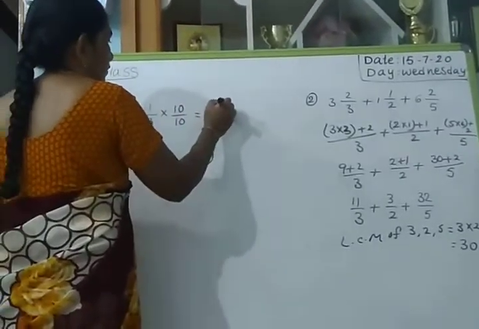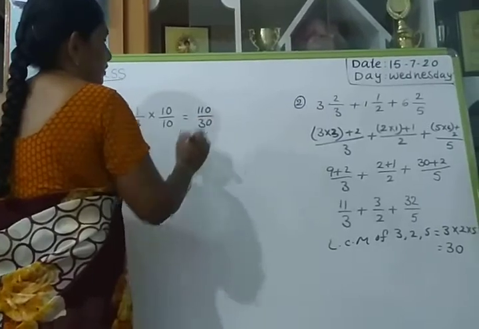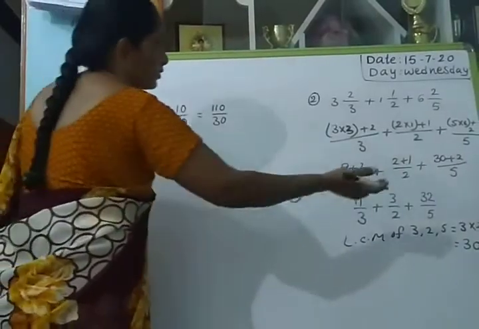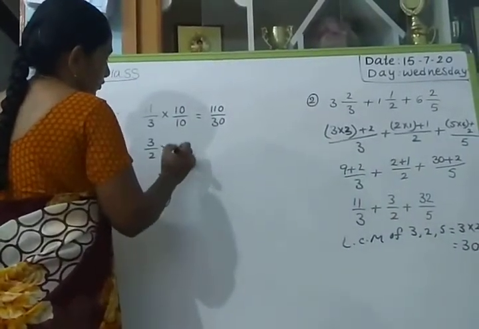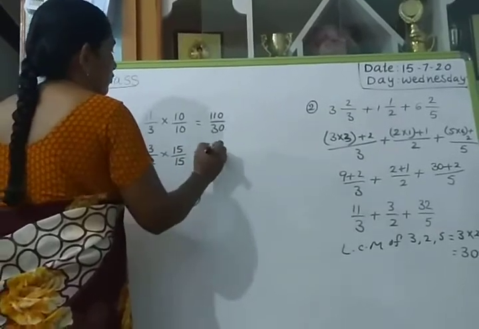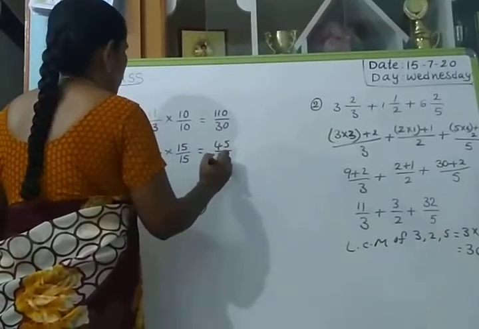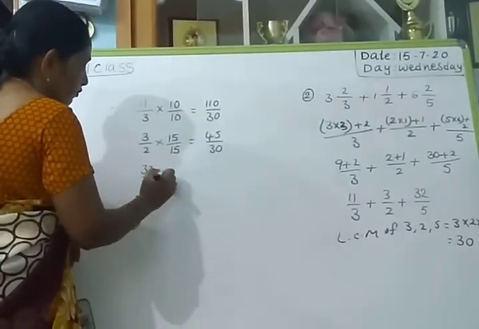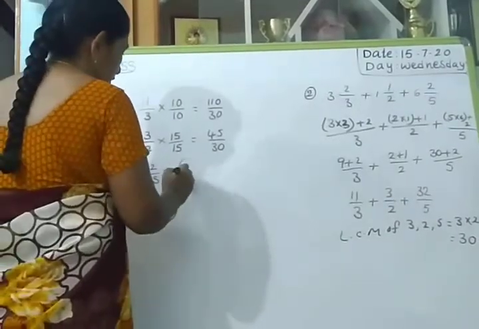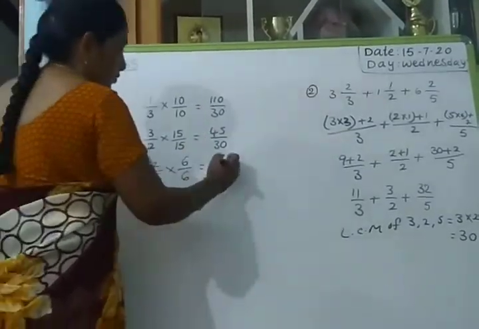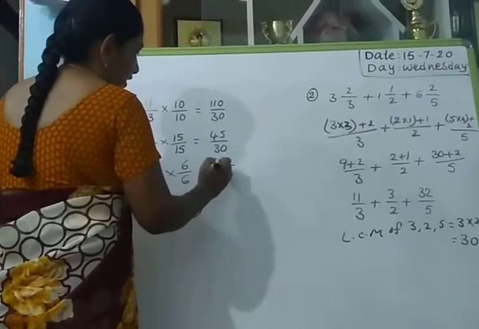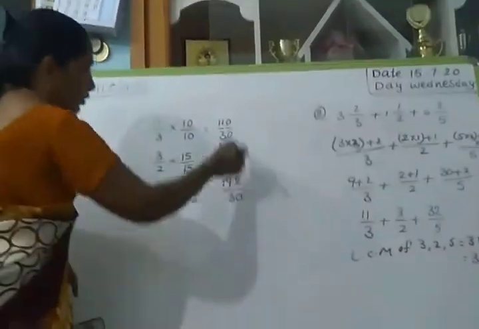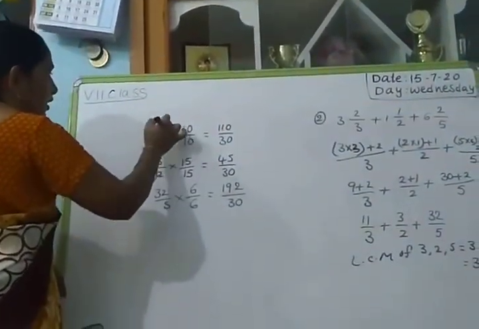11 into 10, 11 tens are 110. 3 into 10, 30. Next fraction 3 by 2. Here 2 table to 30, how many times? 15 twos are 30. So 15 threes are 45 by 15 twos are 30. Next 32 by 5. 5 table to 30, how many times? 6 times. 6 twos are 12, 6 threes are 18 plus 1, 19. 192 by 30. So now these three are converted into like fractions.